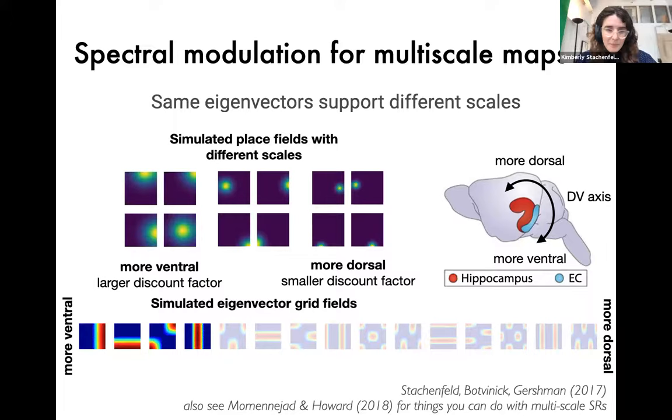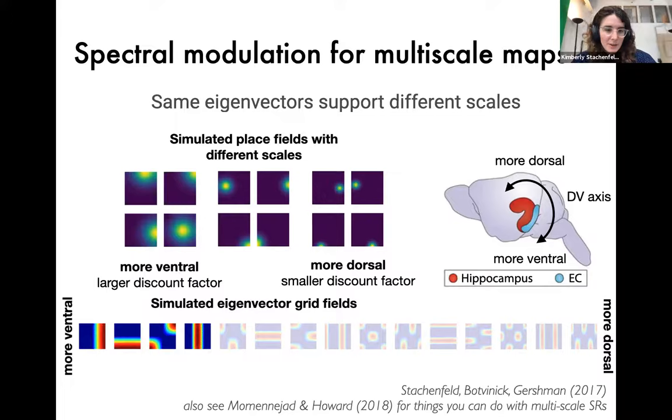One word that I should introduce now for this kind of reweighting and recombining of eigenvectors to form maps with different scales is spectral modulation. And this kind of spectral modulation that I've shown is useful for generating maps with different sizes. This is great when you don't know a priori what kind of scale you'll want for your map, or maybe want to consider several scales simultaneously, with one representation to support them all.